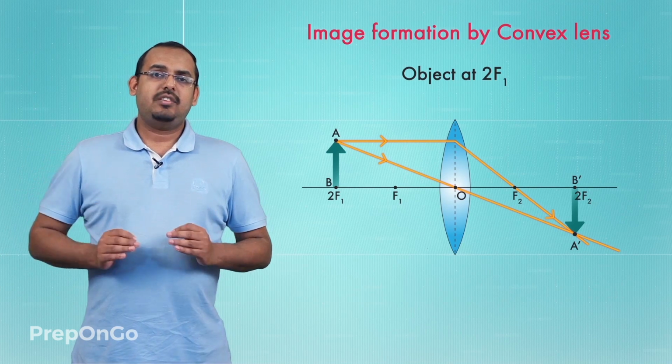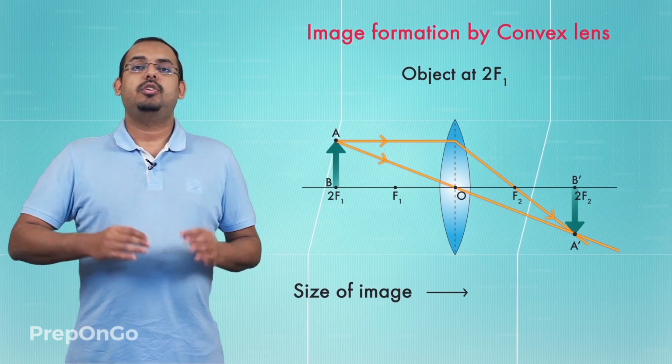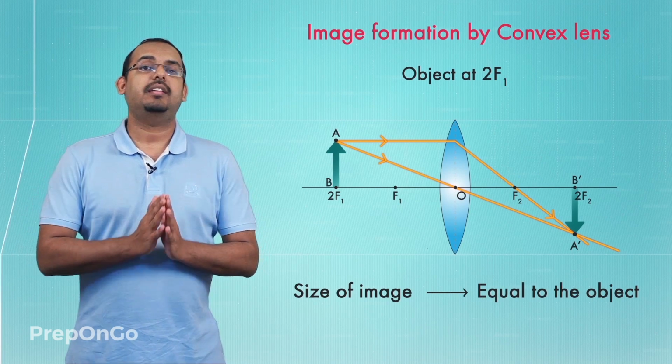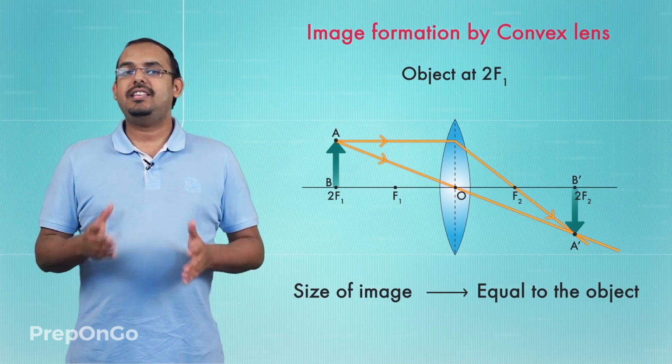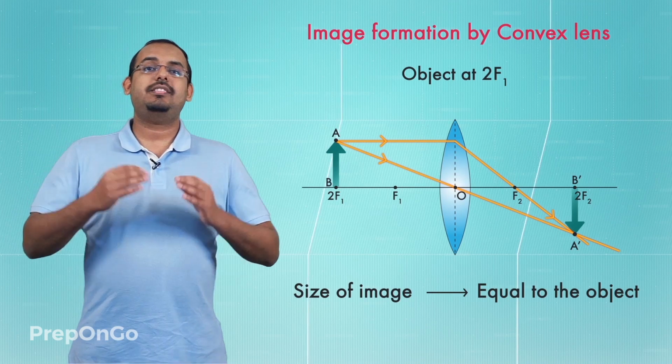Now about the size of the image, if you try to measure the size of this image, you will find that the size of this image is exactly the same as the size of the object. So in this case, the image that we have obtained is of equal size to the actual object.